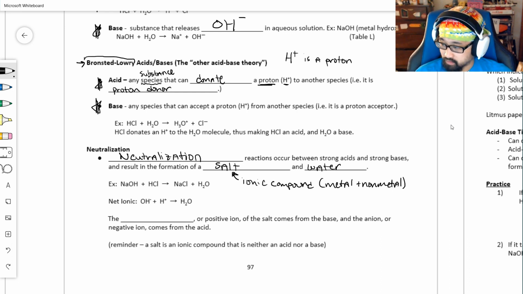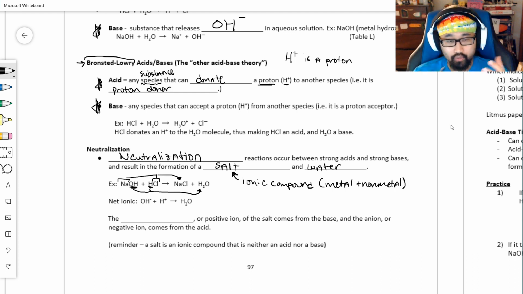The example is NaOH plus HCl. I'm just going to underline this OH and this H here. This OH and this H, they combine to form H2O. And then if you look, this Na and this Cl, well, they combine to form NaCl. When you have a neutralization, it has to be between a strong acid and a strong base. There's an OH minus, there's an H plus, they smash together to form water, H2O. The other parts of the acid and the base also smash together to form the salt.